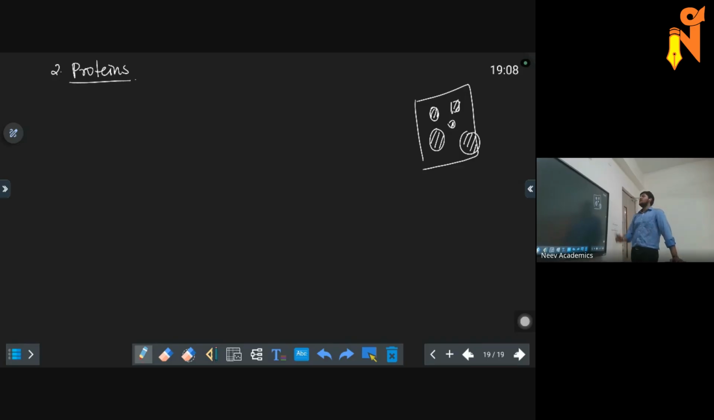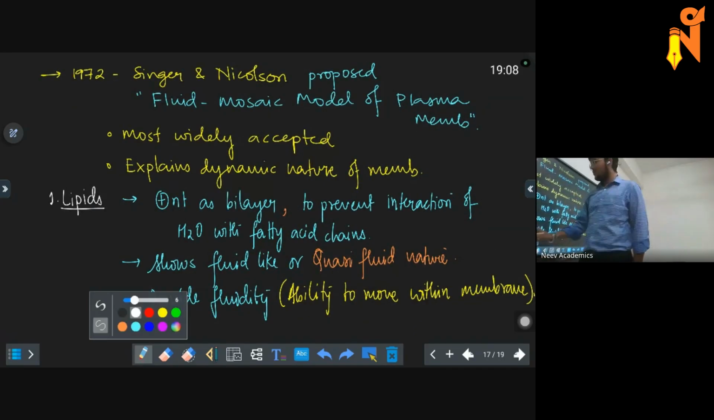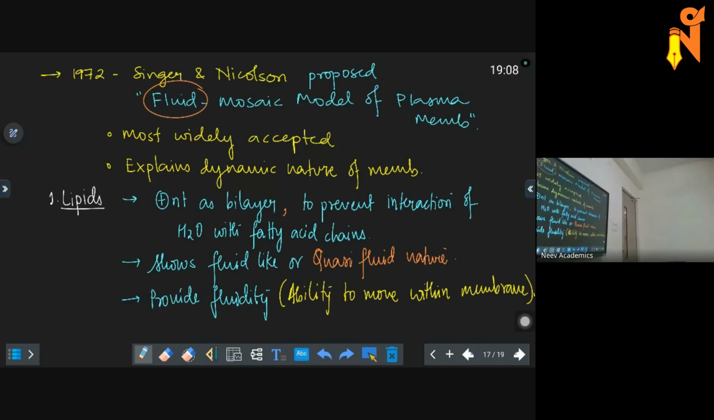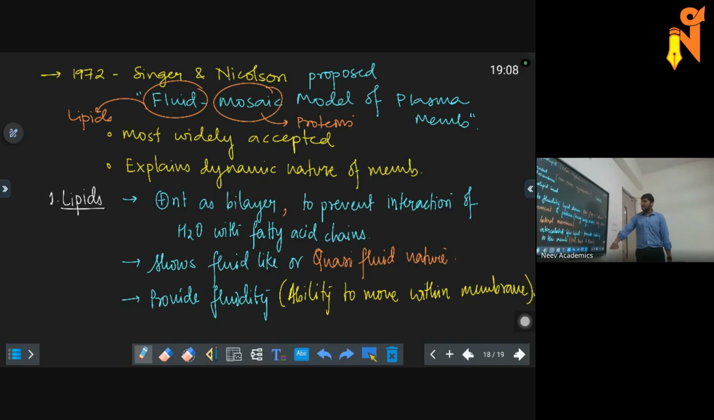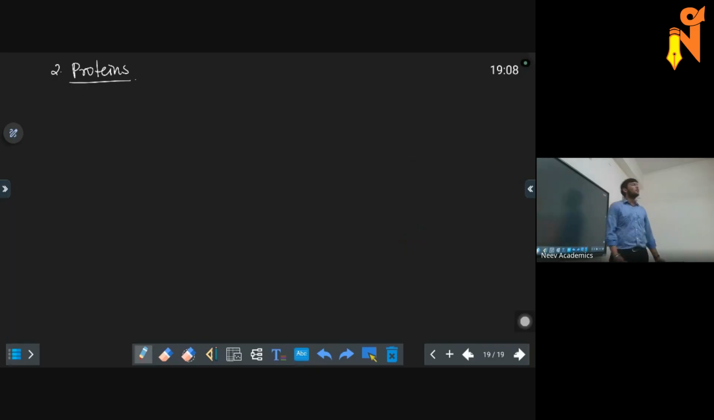Now, these proteins are present in a mosaic pattern. Mosaic pattern means spots. That's why they use the term fluid for lipids and the term mosaic for proteins. That's why they named the model the fluid mosaic model. So proteins were present as icebergs in the sea of phospholipid, or in a mosaic pattern.